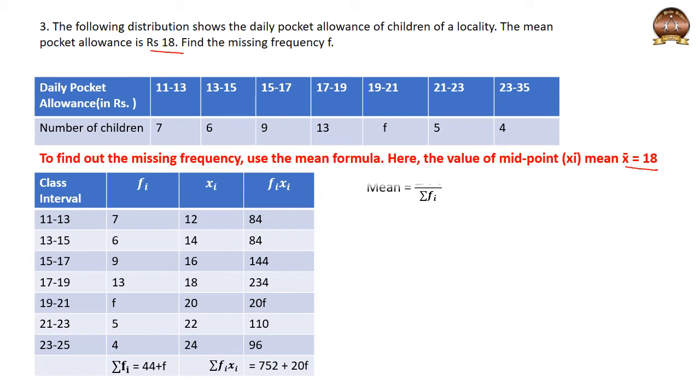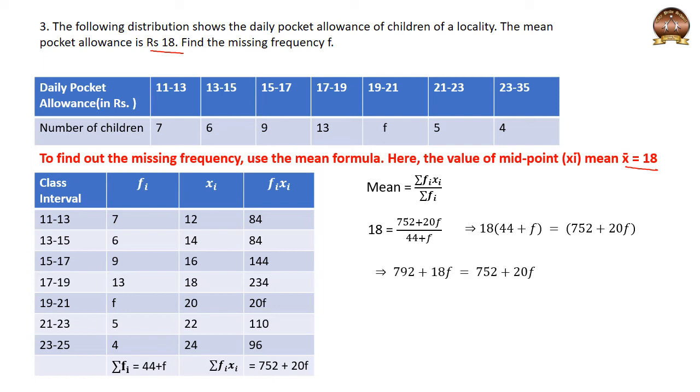We apply the formula mean equals summation fi xi upon summation fi. Mean, you all know, is given as 18. So 18 equals 752 plus 20f upon 44 plus f. Now this 44 plus f will go to the LHS, and if it goes, it will become multiplication. So 18 into 44 plus f equals 752 plus 20f. Let's remove the bracket. When you remove the bracket, 18 into 44 is 792, so 792 plus 18f equals this.